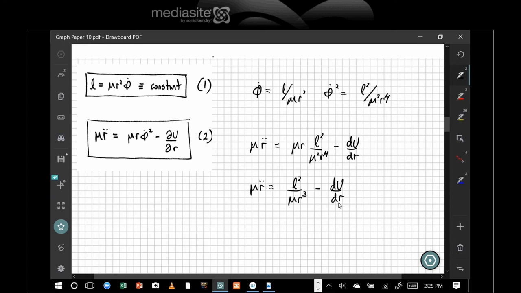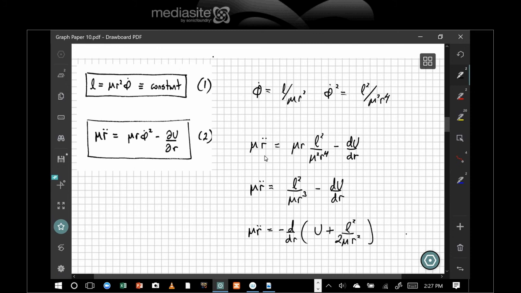minus, now here what I'm going to do is, u is only a function of r, so instead of writing it as a partial derivative, I'm going to write it as a complete derivative, because there's no problem with that. And then what I get is L squared over mu r cubed, and yep, that's right, minus du dr. Okay, so we've seen equations like this before.